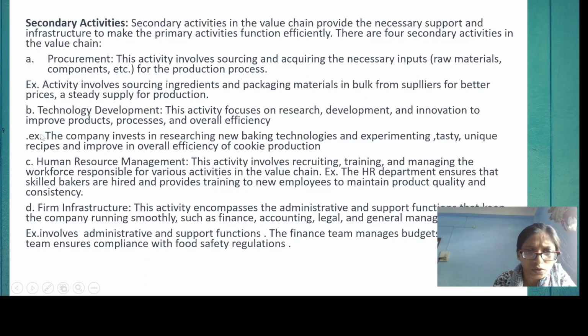So the company invests in researching new baking technologies and experimenting with tasty, unique recipes, improving the overall efficiency of cookie production. Suppose we take the example of the pharmaceutical industry: they are involved in R&D, research and development activities, where they are putting effort into making a better medicine for some disease.